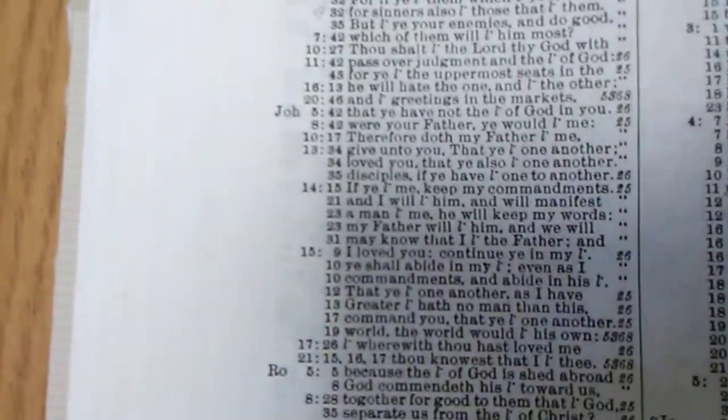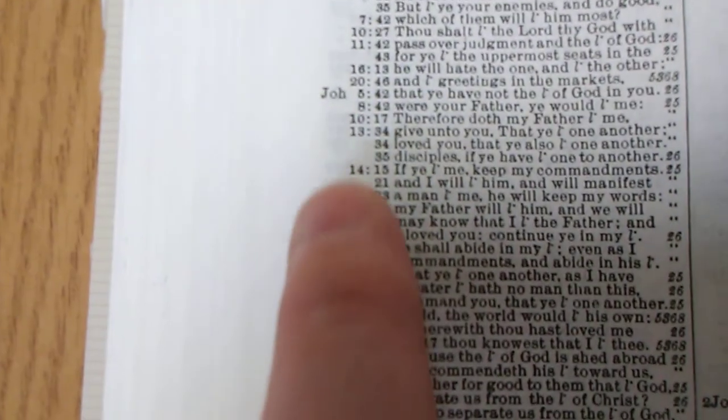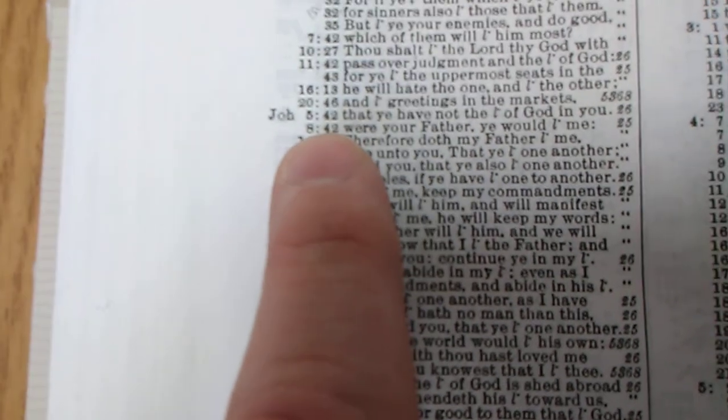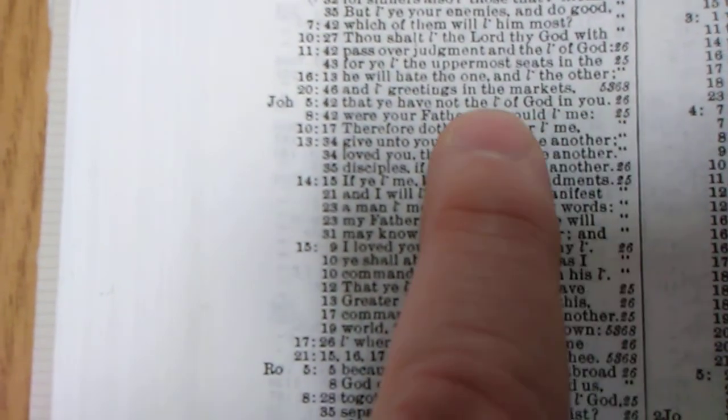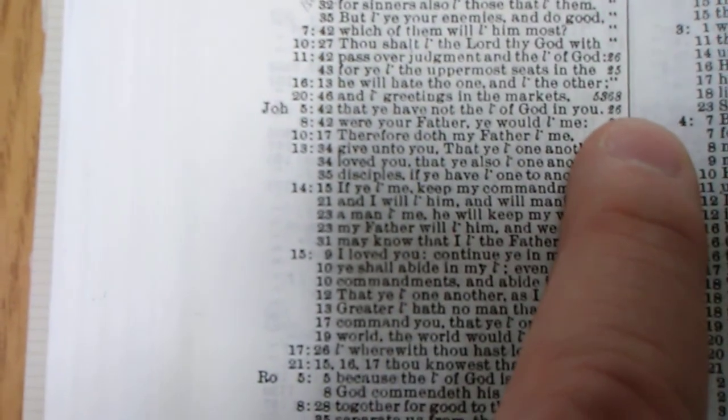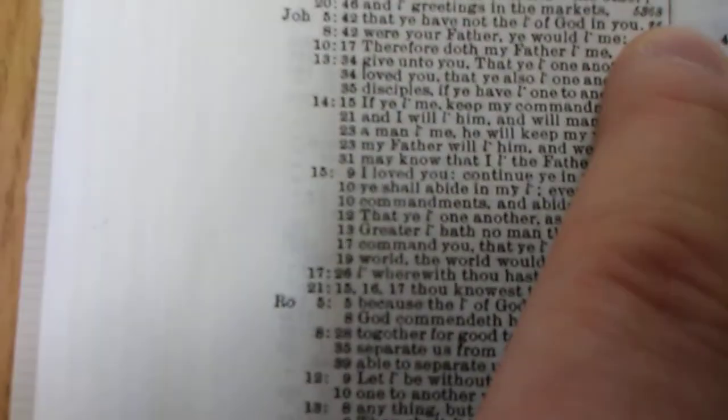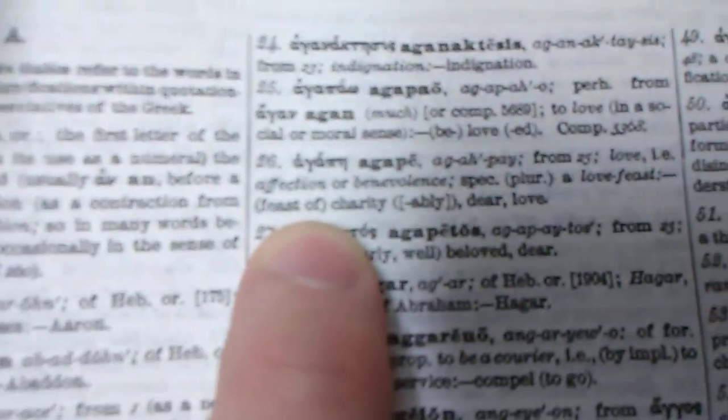This time I want to look for love in the New Testament. So we'll flip the page over because there's a lot of love in the Bible. Here's the verse I want to look at. Is John 5:42, that ye have not the love of God in you. The little L stands for love. And that gives me word number 26. So I would go now to the Greek section, not the Hebrew, because this is the New Testament, and find word 26. And there it is.